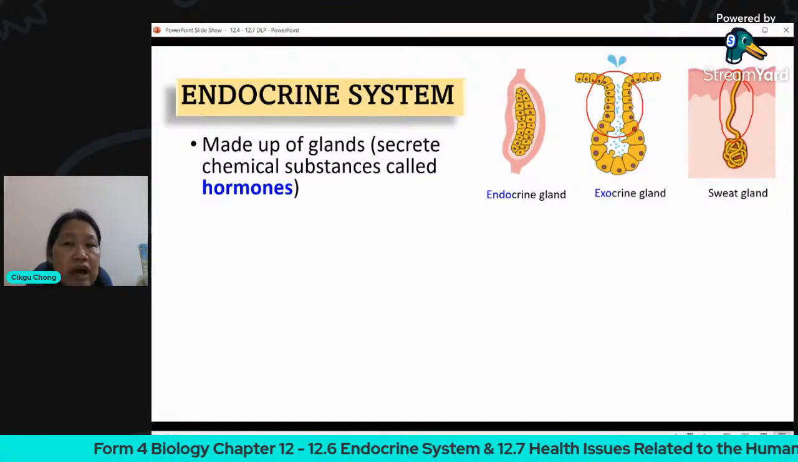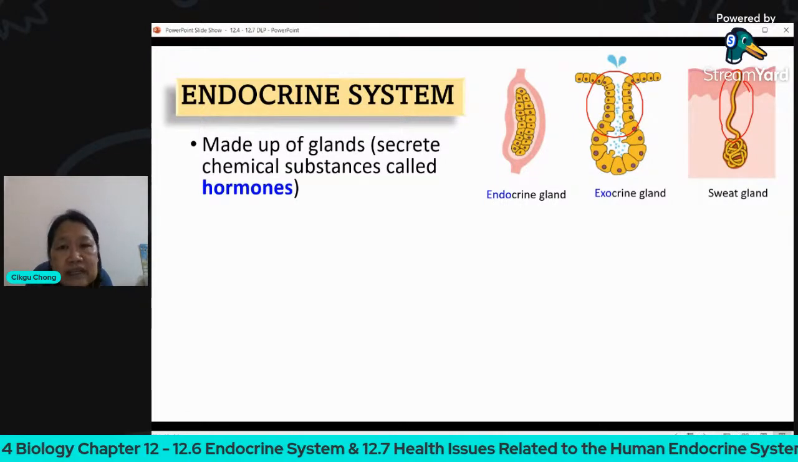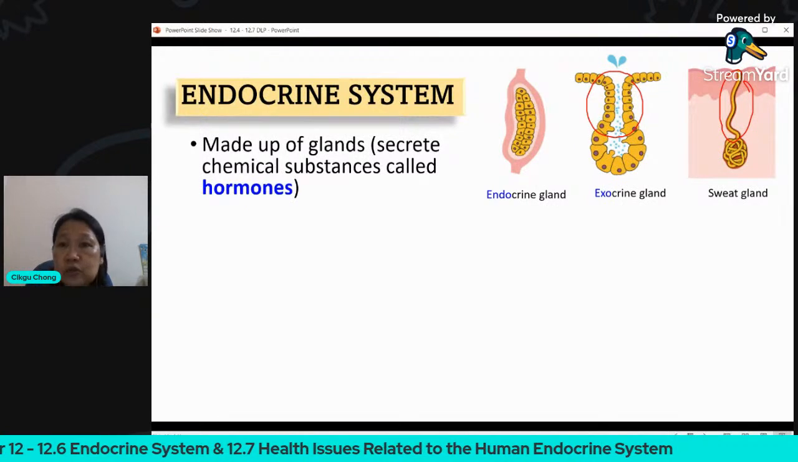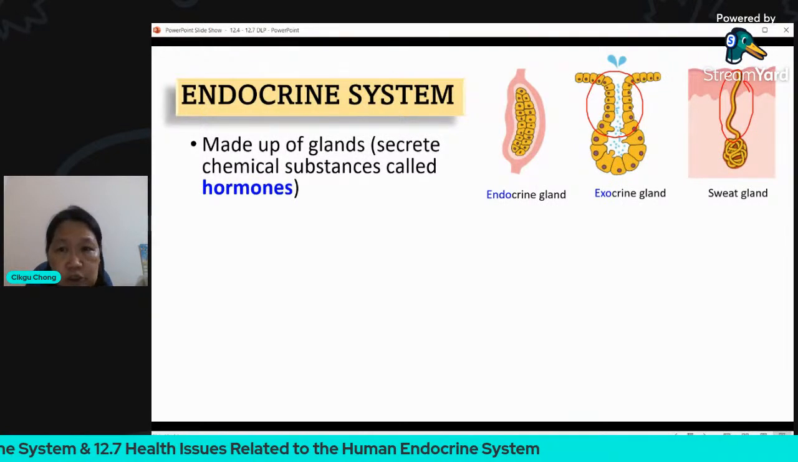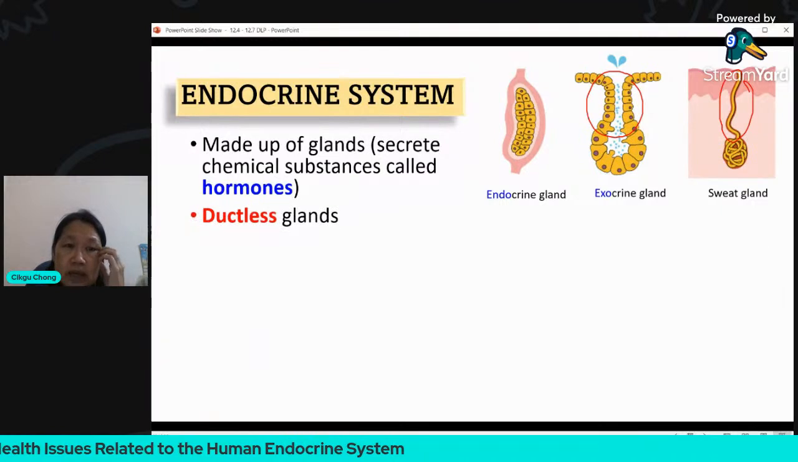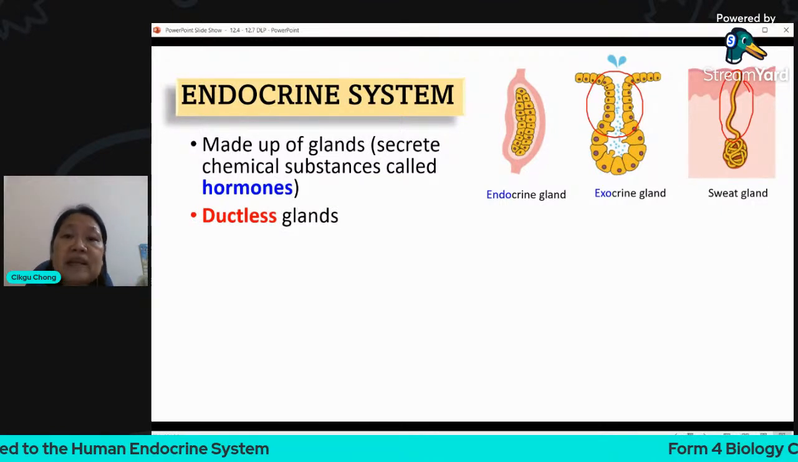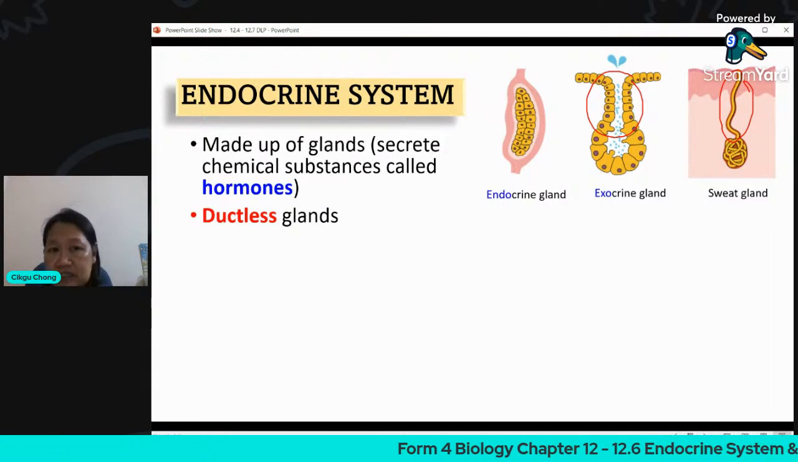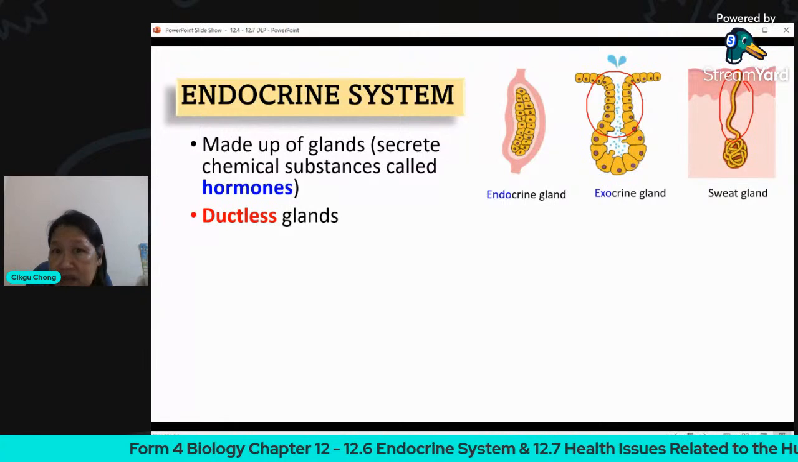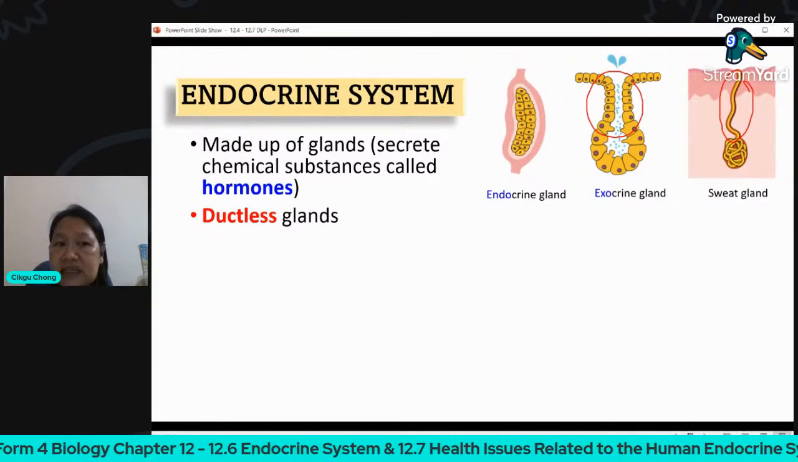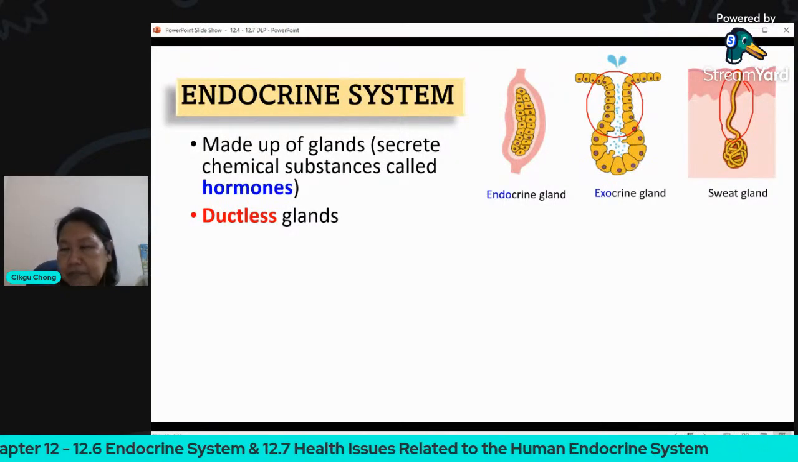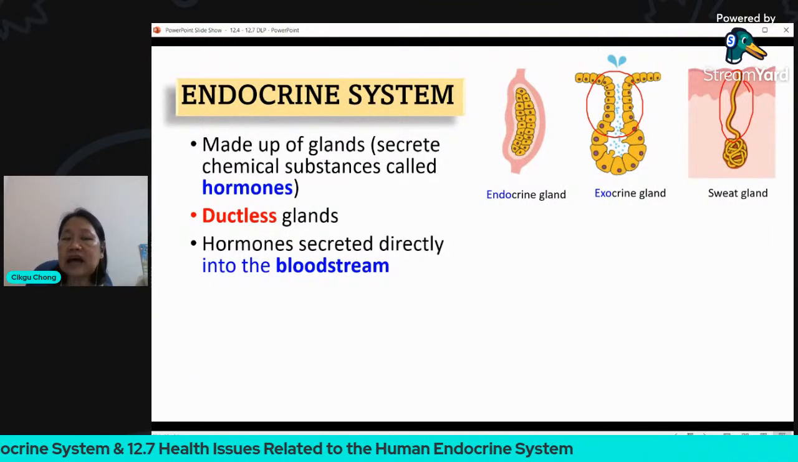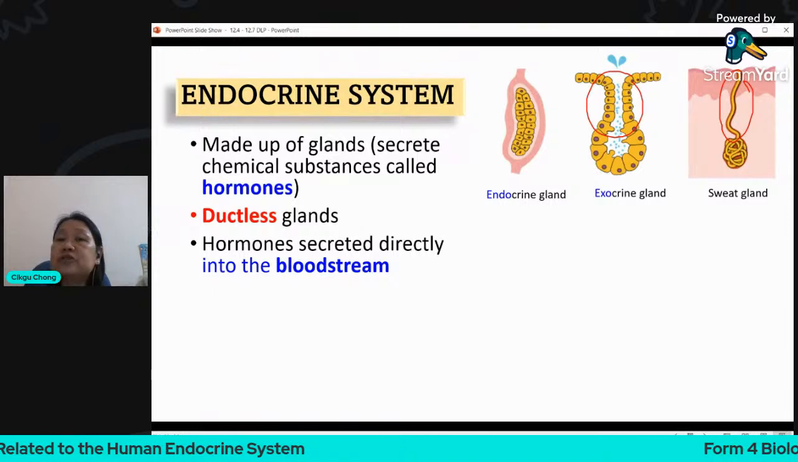So if they do not have a duct, how are they going to release all these substances into the body? They don't have special tubes. So what they do is make use of the bloodstream or the blood vessels. The endocrine system is made up of glands which do not have ducts, so we call them ductless glands. These hormones are secreted or released directly into the bloodstream.